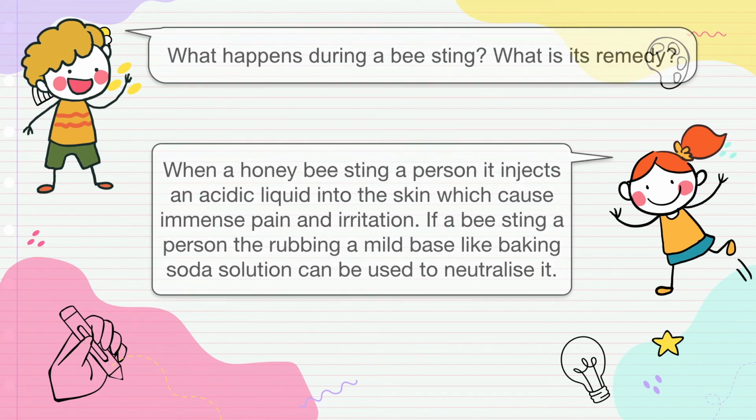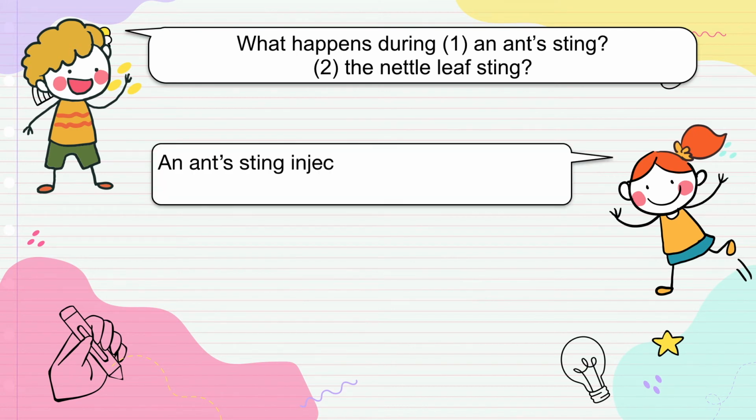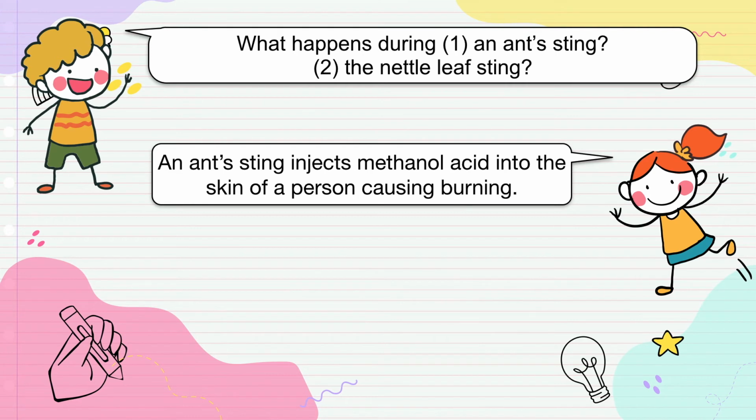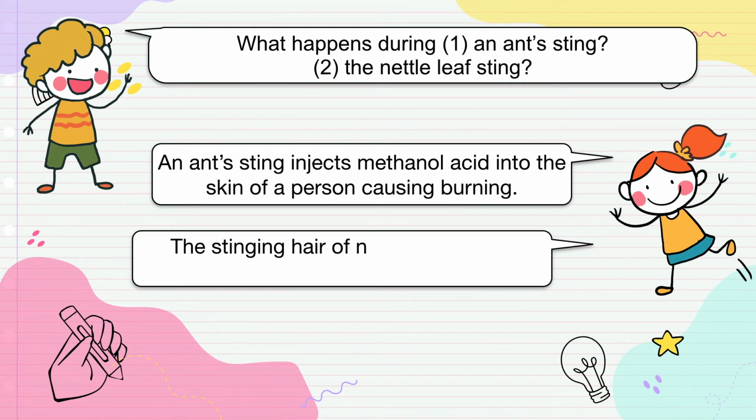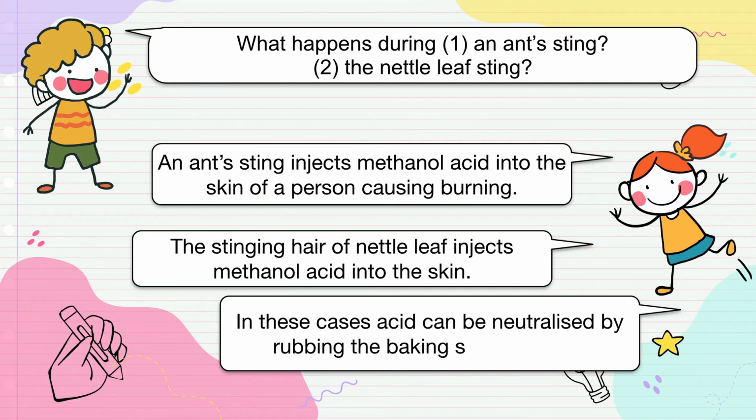What happens during an ant sting and the nettle leaf sting? An ant sting injects methanoic acid into the skin of a person, causing burning. The stinging hair of nettle leaf injects methanoic acid into the skin. In these cases, the acid can be neutralized by rubbing baking soda solution.